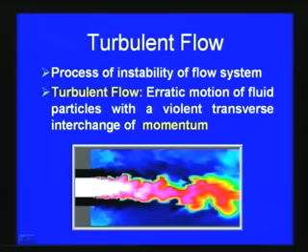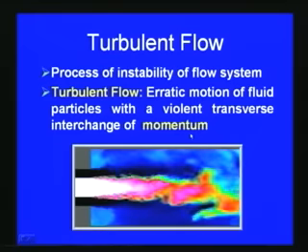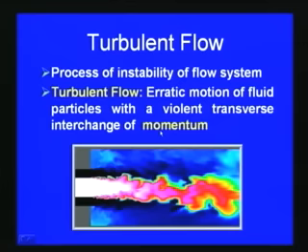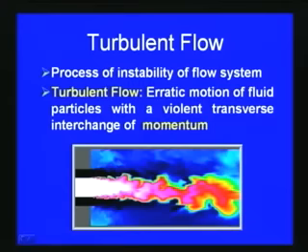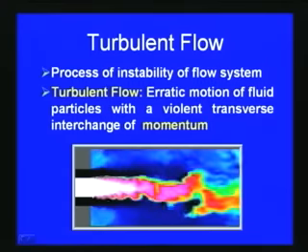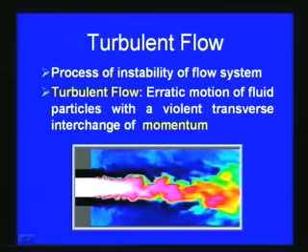So, here you can see the process of instability of flow system. In laminar flow, the flow is stable, and then for turbulent flow a lot of instability takes place in the flow system, and then what happens is erratic motion of fluid particles with a violent transverse interchange of momentum. So, this is what is happening.